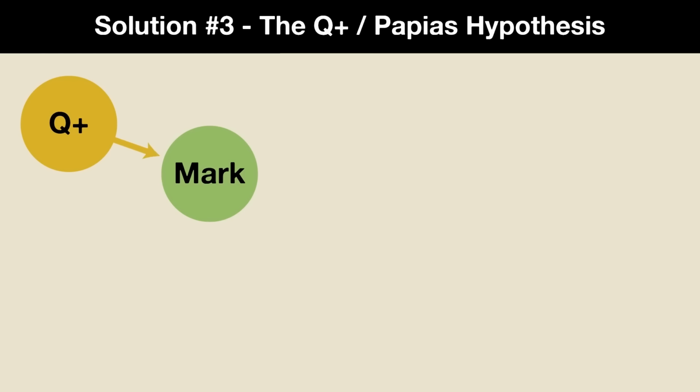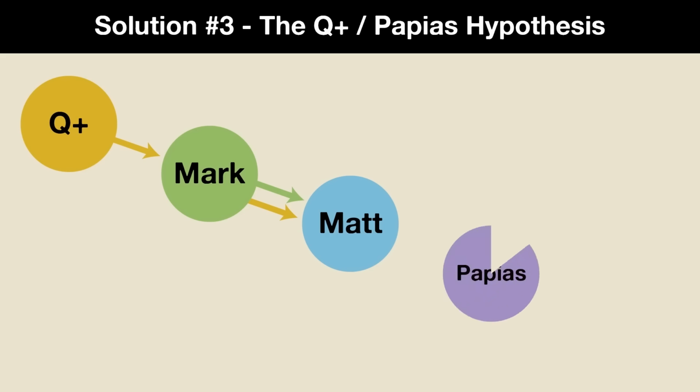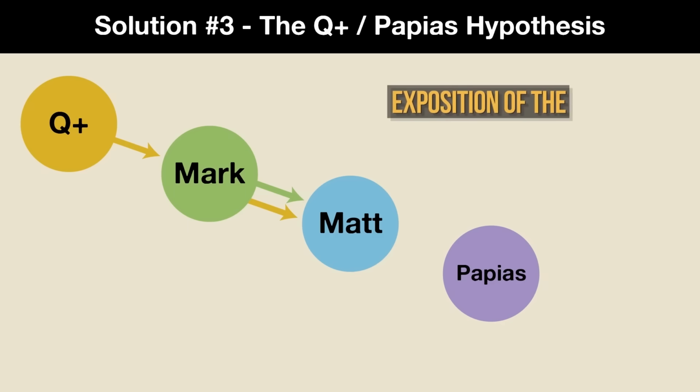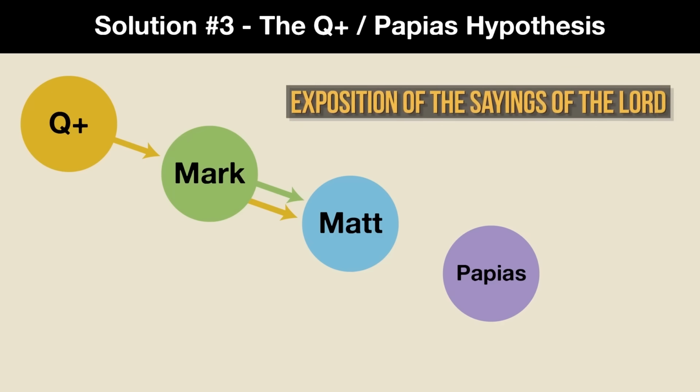MacDonald adds more material to the hypothetical Q document, material which otherwise is usually assigned to Mark. Next comes Matthew, who had access to both Q+ and Mark. And then he adds a document called Papias. Papias was an early bishop who lived from around 60 to 130 CE. We know from later authors that he wrote a text called the Exposition of the Sayings of the Lord. This source is now lost.